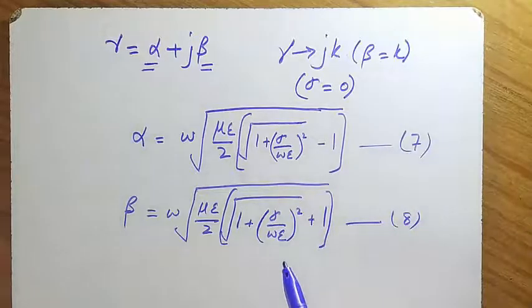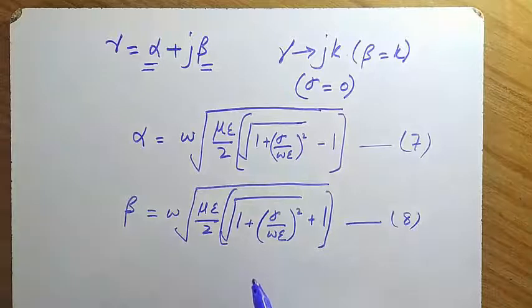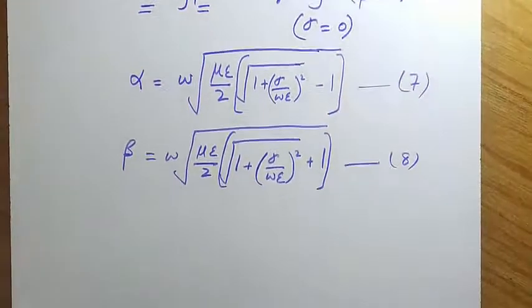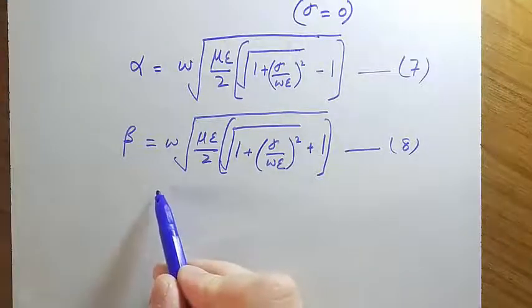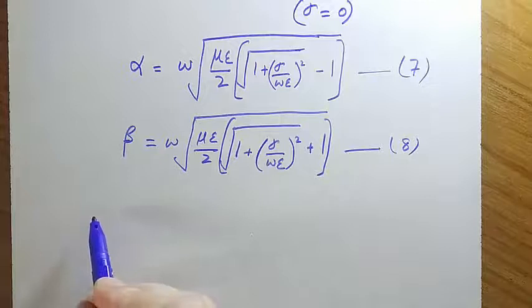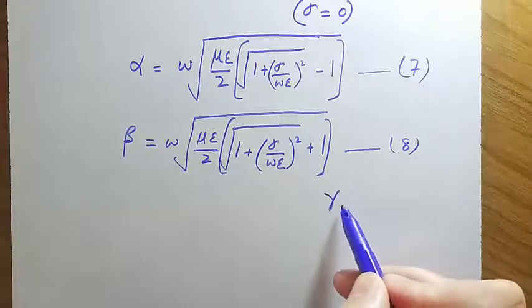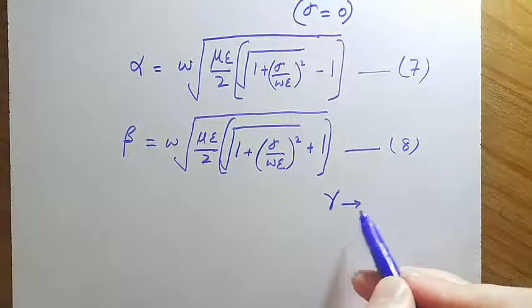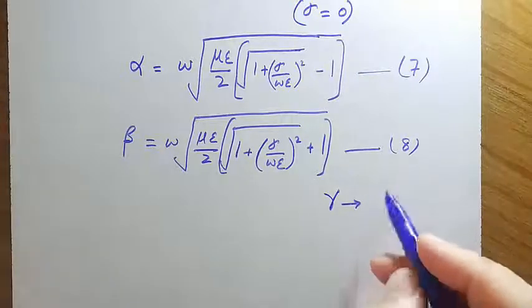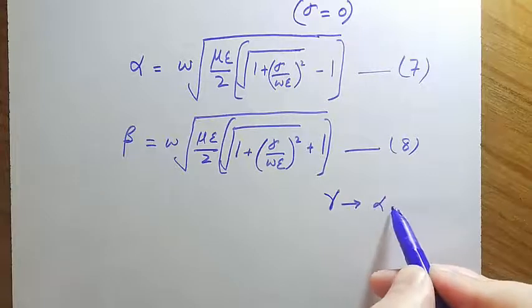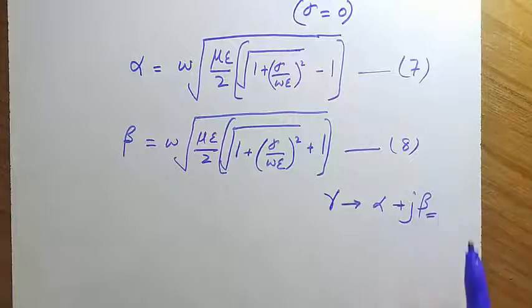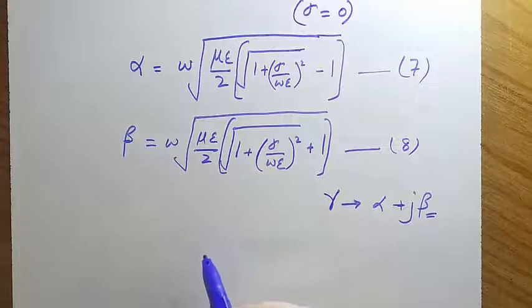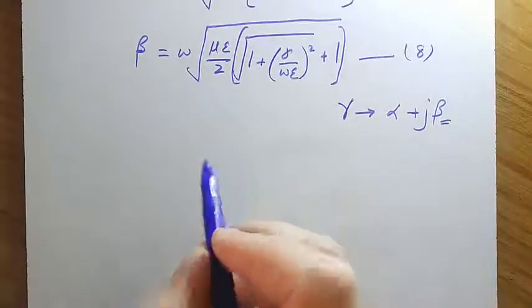So far, what we are considering right now is the lossless case and plane waves in a lossy medium. For plane waves in a lossy medium, we discovered that we have a complex propagation constant, called gamma. Gamma is composed of alpha, the real part, which is the attenuation constant, and beta, which represents the phase constant. Simple.